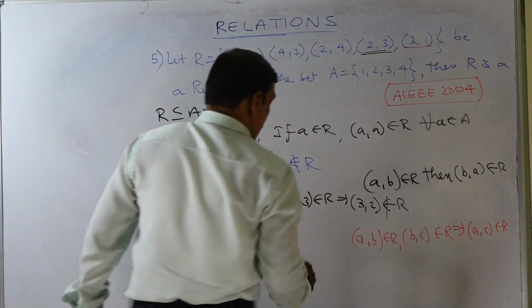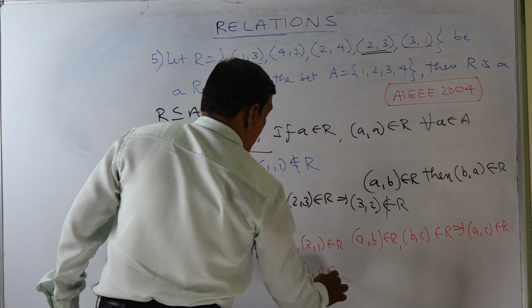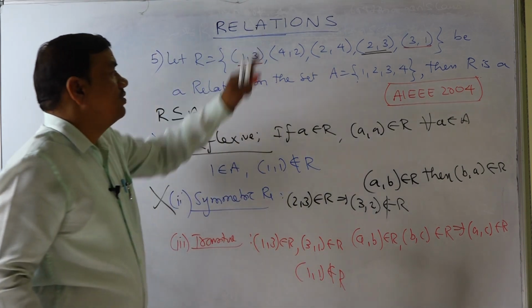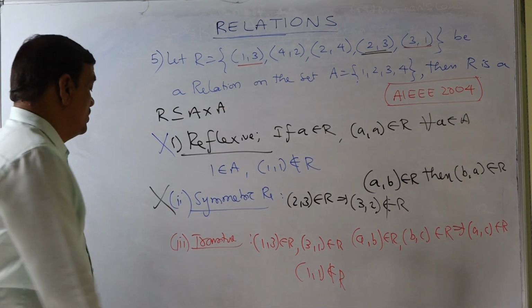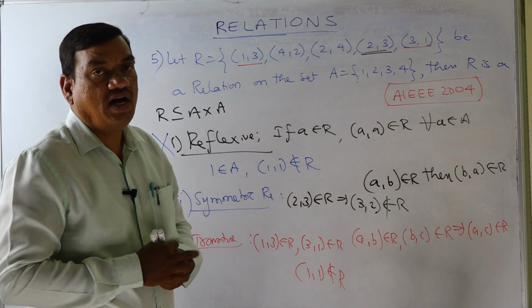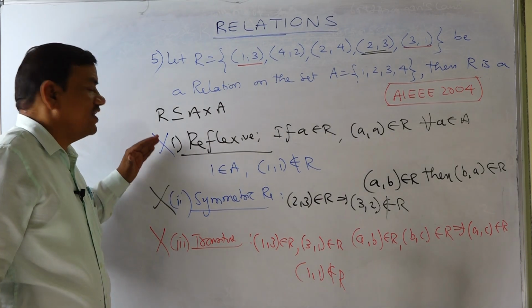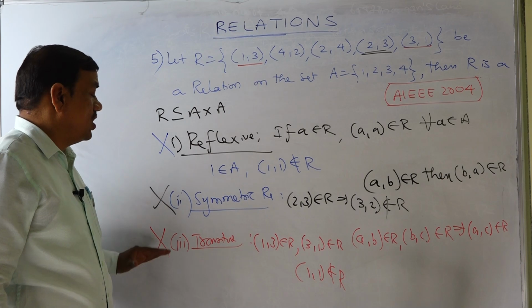Clearly (3, 1) is also in R, but (1, 1) does not belong to R. Therefore, R is also not a transitive relation. Understand that. So the given relation is, unfortunately, neither reflexive nor symmetric nor transitive.